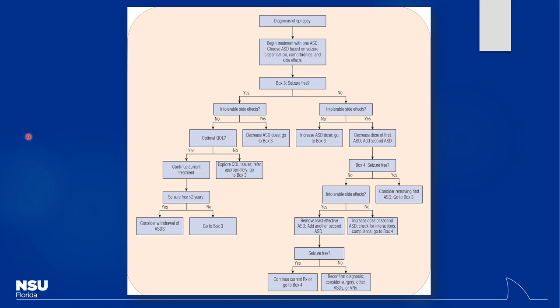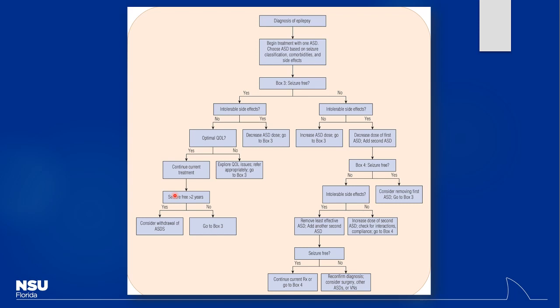Okay, and so in general, this is the flow chart you'd go through to determine how efficacious the treatment is and what you should do if it's not working. So you diagnose the patient, you begin with one anti-epileptic drug or anti-seizure drug, it's ASD in that chart, and then you see, are they seizure free? So assuming yes they are, then you figure out, well, how are the side effects? Are they intolerable? Then you may need to switch to something else, either change the dose or change medications entirely.